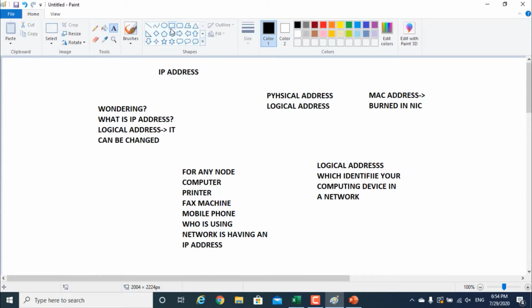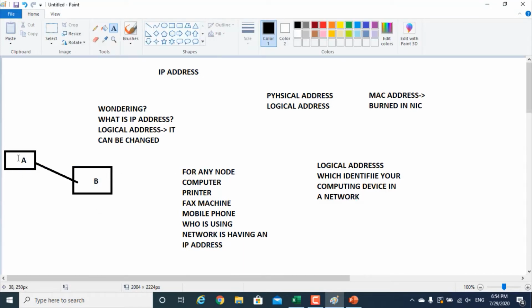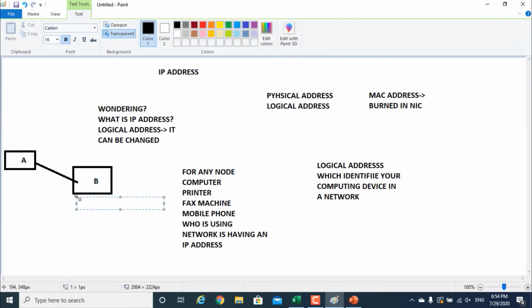So what does it mean? For example, there are two PCs in my network, and if these two PCs want to communicate with each other, PC A will not have any information about PC B. So if PC A wants to communicate with PC B, both of them must have an IP address, because names are not used technically. Overall, for any type of communication, if you want to build a network, we must have IP addresses.